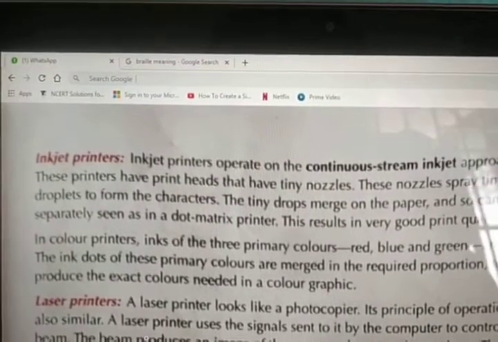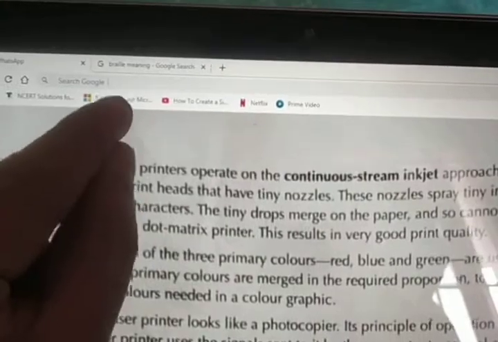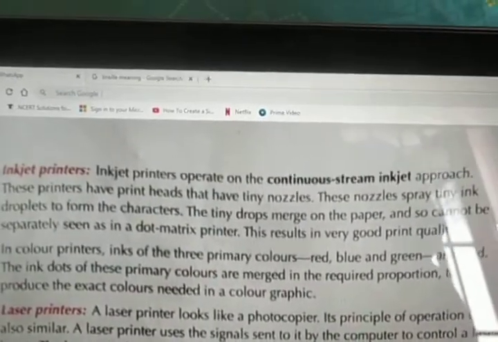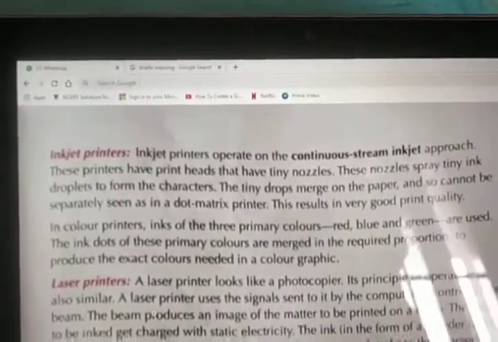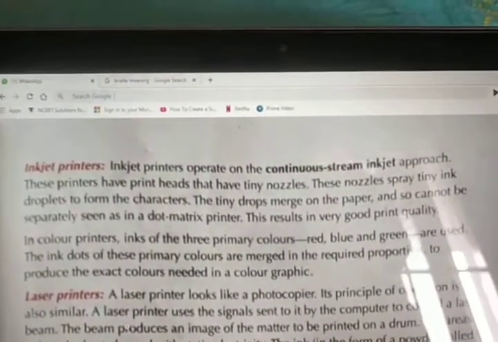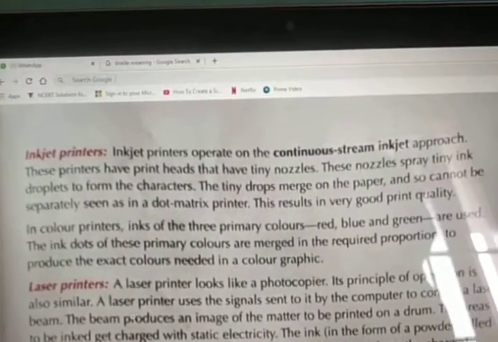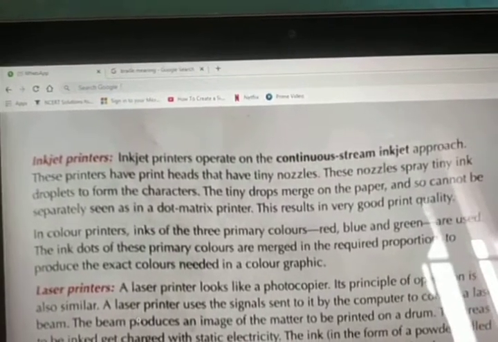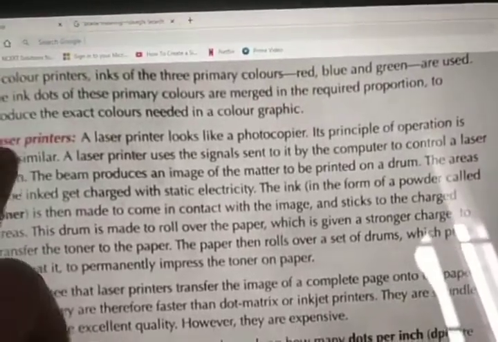How many dots are used per inch? This is measured per inch. It is called DPI. If the DPI is higher, the quality is higher. If the DPI is low, the quality is less. Okay, that's it. Next, laser printer.